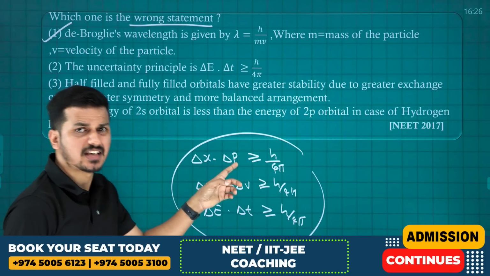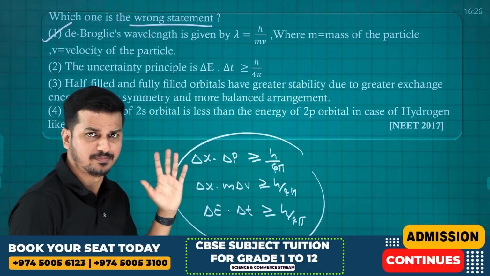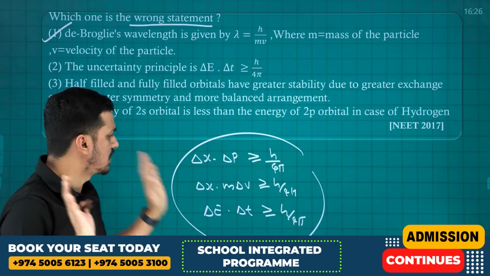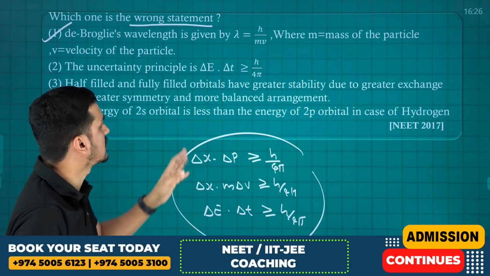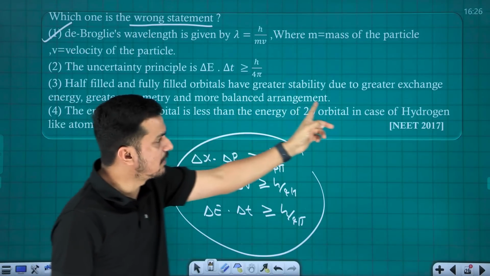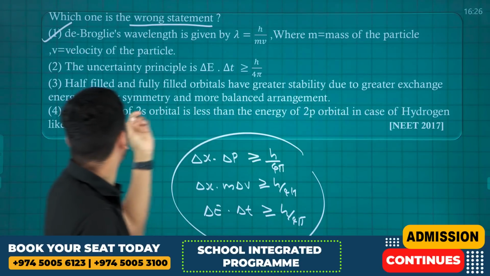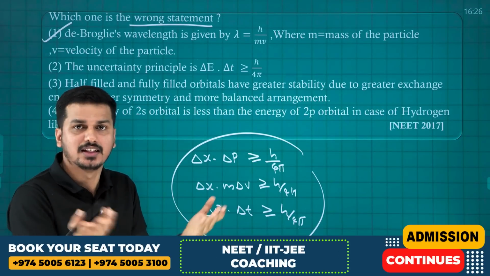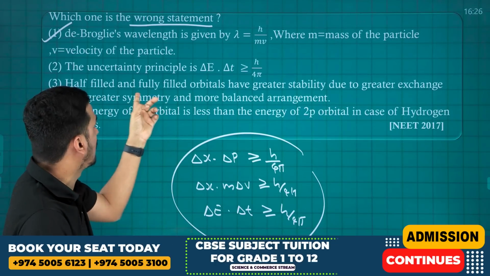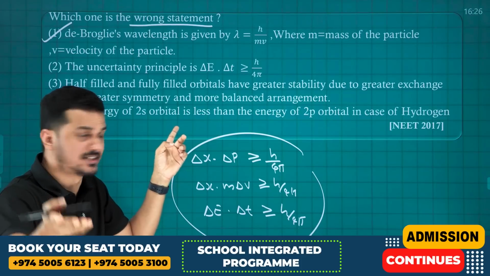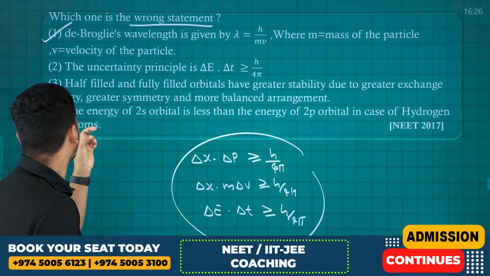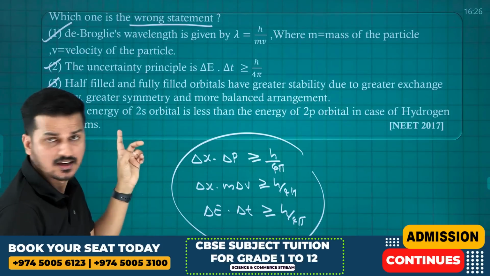These are all the same. Delta x into delta p and delta E into delta t have the same dimension. Energy into time and position into momentum are both the same dimension. You can check it dimensionally. Yes, both are the same. That is also correct. Then, half-filled and fully filled orbitals have greater stability due to greater exchange energy. Exactly, because of symmetry they can exchange. That's why d5, d10, as well as p3, p6 have extra stability, a more balanced arrangement. That's correct. So these 2 and 3 are correct. What about the fourth one?